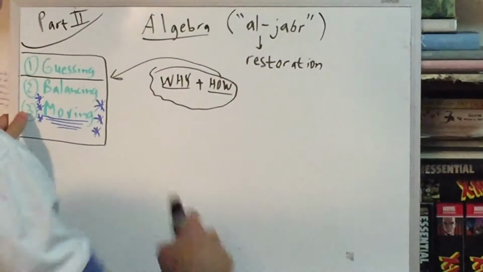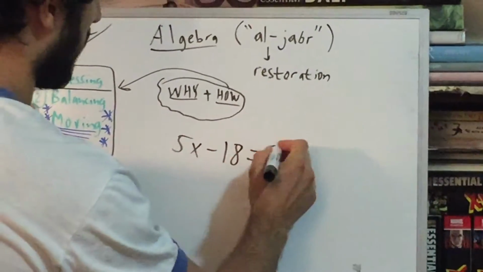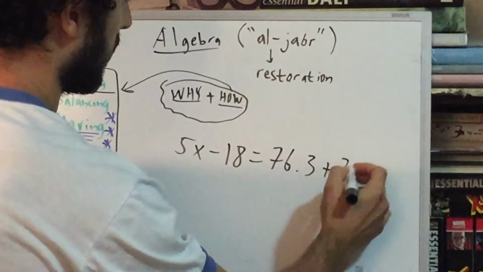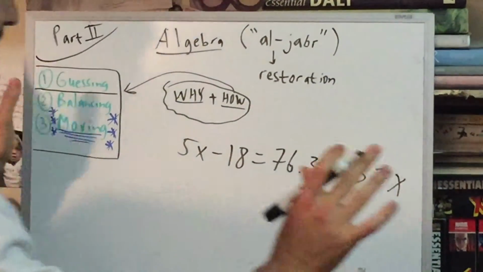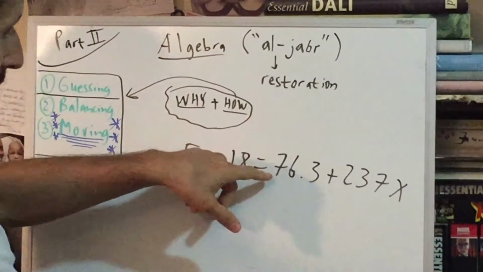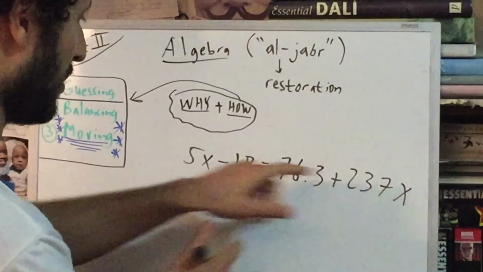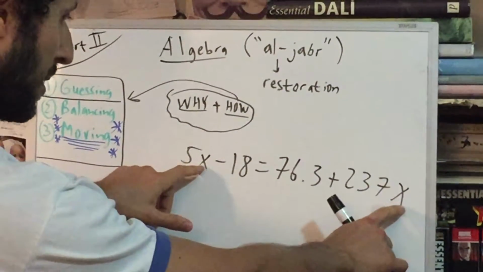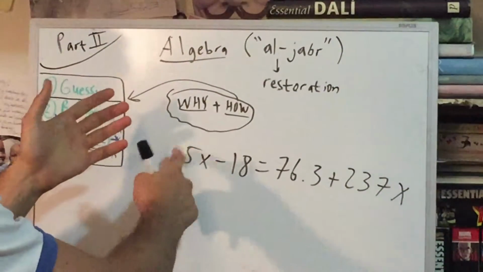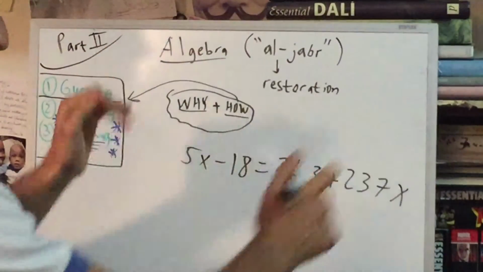Well, if the problem gets weirder like this, so now we're saying 5 times some value minus 18 has to equal 76.3 plus 237 times that same value. So these can't be different numbers. This has to be the same number. Now you could try, let's try 70. So you plug in 350 minus 18. This time 70 is going to be way too high, so that's not going to work.